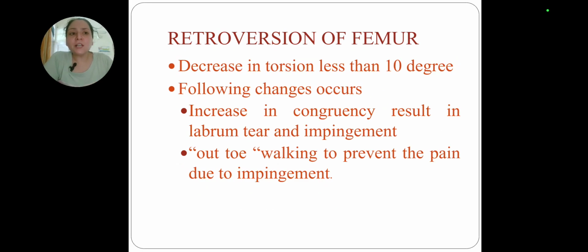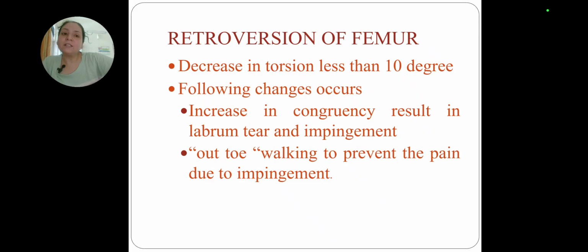Retroversion is a decrease in the torsion to less than 10 degrees, and the following changes occur: there is an increase in the congruency. Again, as we saw in coxa vara, there is an increase in joint stability, but it may result in labrum tears, slipping of the head, fracture of the head, and impingement can take place. So it may result in a condition called out-toe walking.